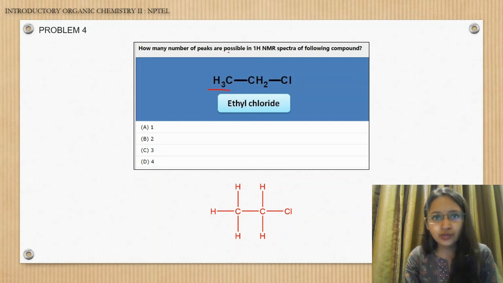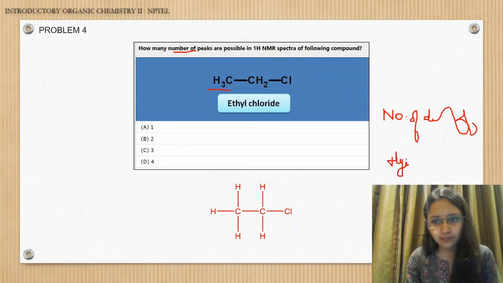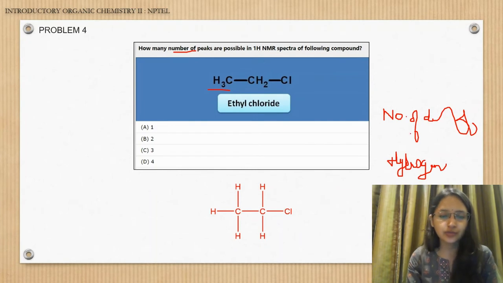They are asking about the number of peaks, not the splitting. So the number of peaks depends on the number of chemically different hydrogens present in our system. Chemically different means having a different environment in the 1H NMR.